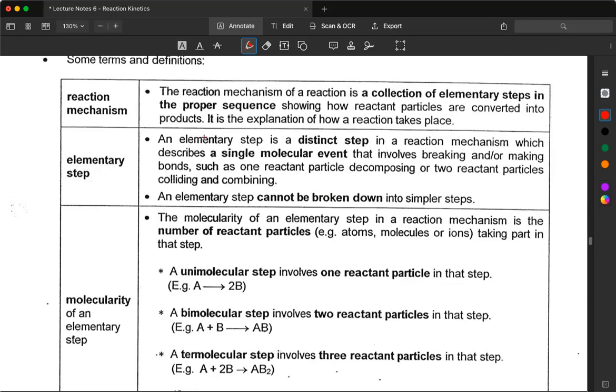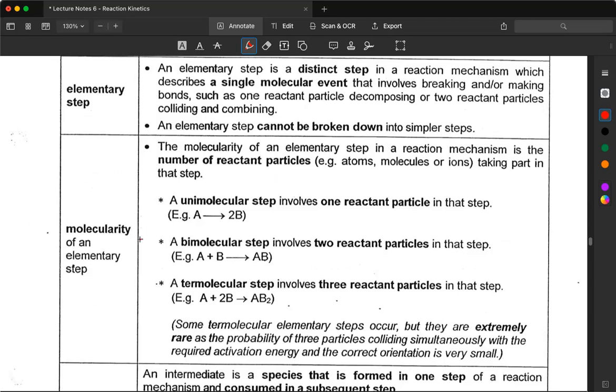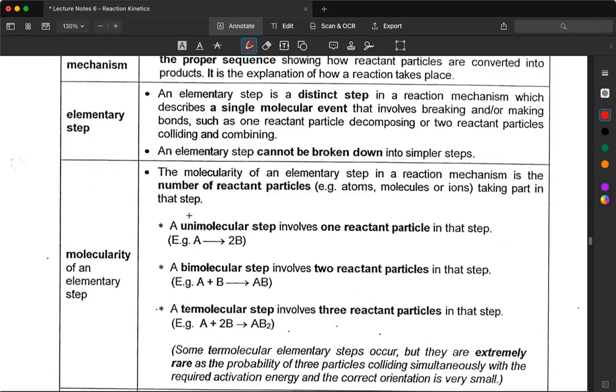An elementary step is a distinct step in the mechanism which describes a single molecular event that involves breaking or making bonds, such as one reactant particle decomposes or two reactant particles colliding and combining. An elementary step cannot be broken down further. The molecularity refers to the number of reactant particles taking part in the reaction.